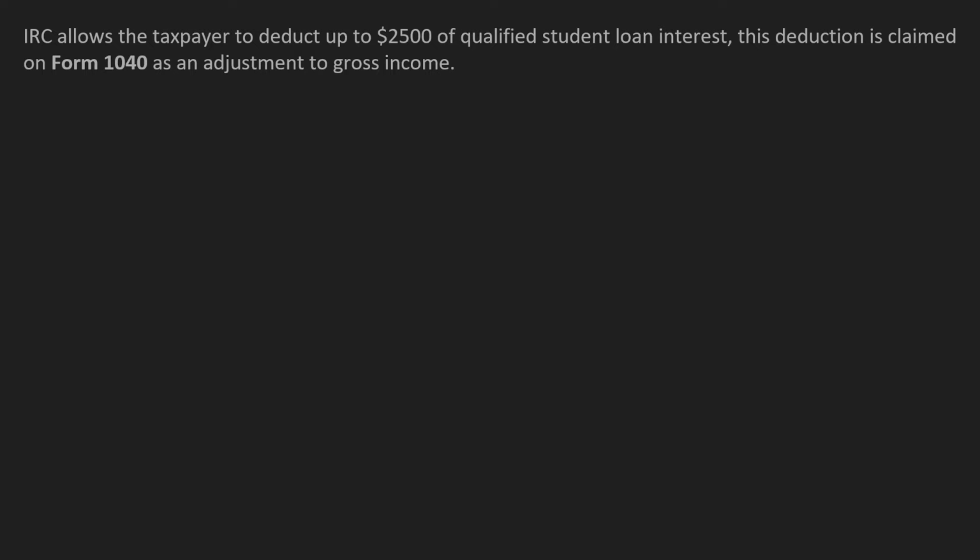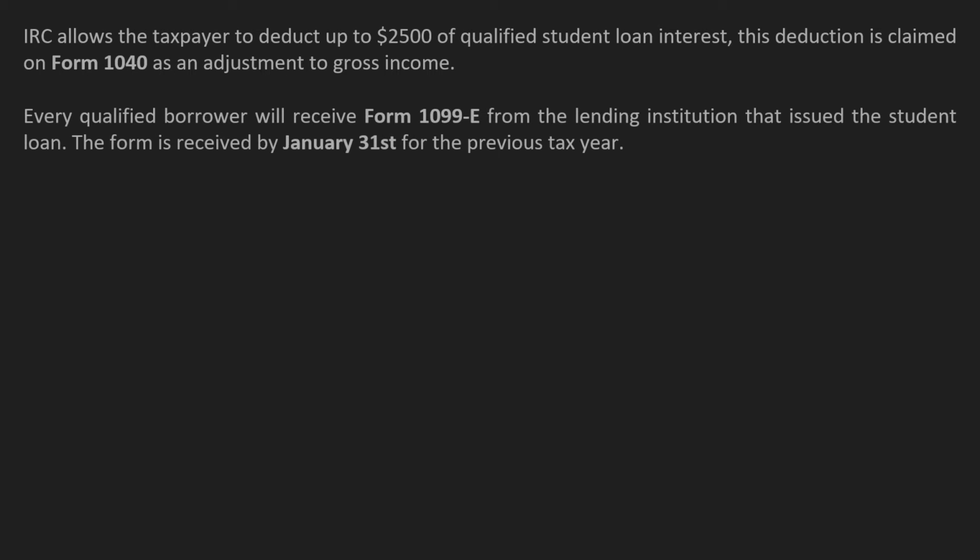However, the money has to be borrowed commercially. A loan from a relative doesn't count. In this context, related persons are spouses, parents, children, and their descendants, and any siblings. Lending institutions that issue student loans will send Form 1099-E to qualified borrowers each year by January 31st for the previous tax year. To be eligible, students must be enrolled at least half-time in an academic program leading to a certificate or other recognized credential.